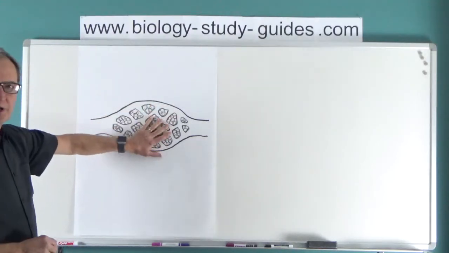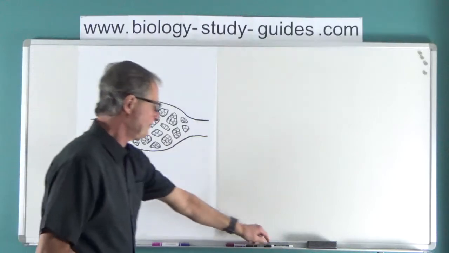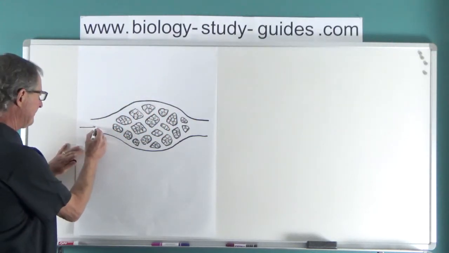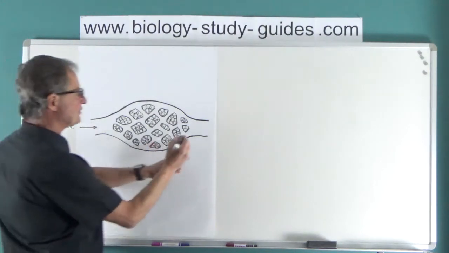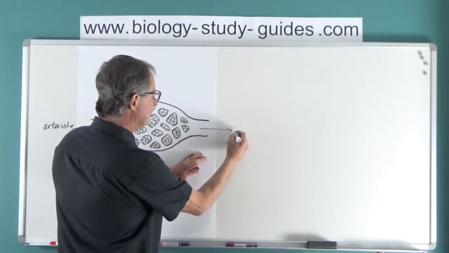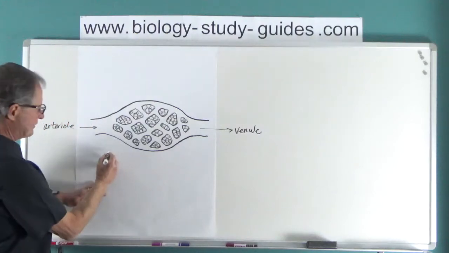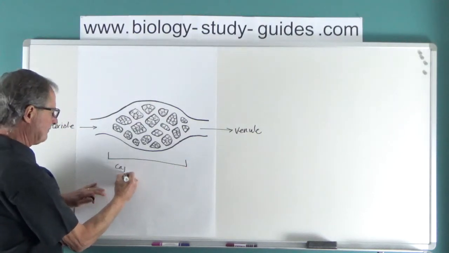This diagram represents a capillary bed, and on the arterial side here, blood comes in. Venule side over here. This is the capillary bed.